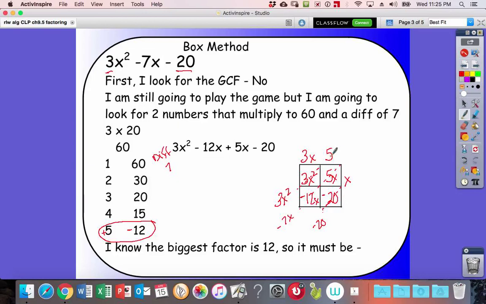And if I have a 5 here, 5 times what gives me negative 20? Well, that would be a minus 4. I end up with 3x plus 5 times x minus 4.